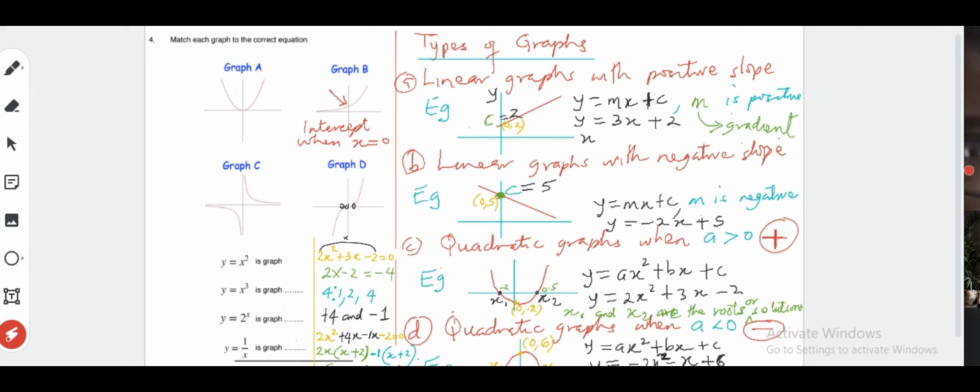Okay, done it. Are you sure? Can you cross-check? Well, I know B is right for sure.